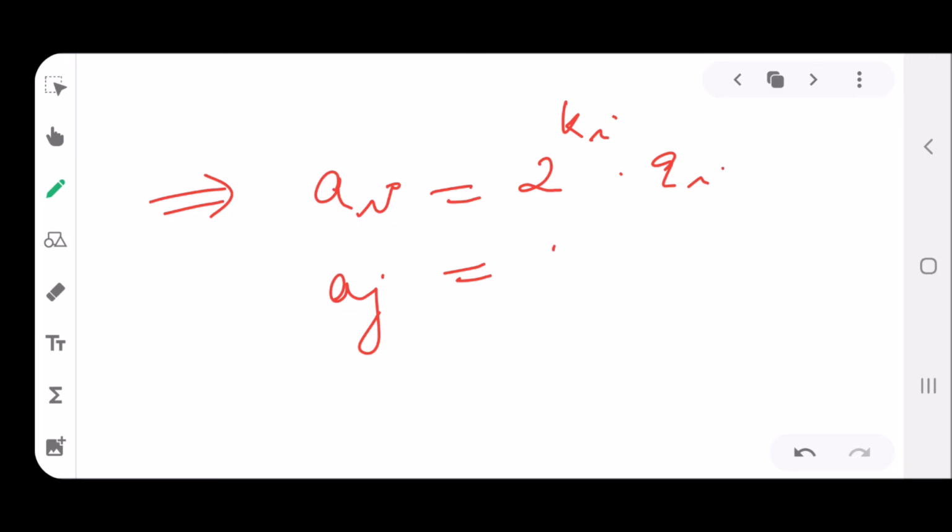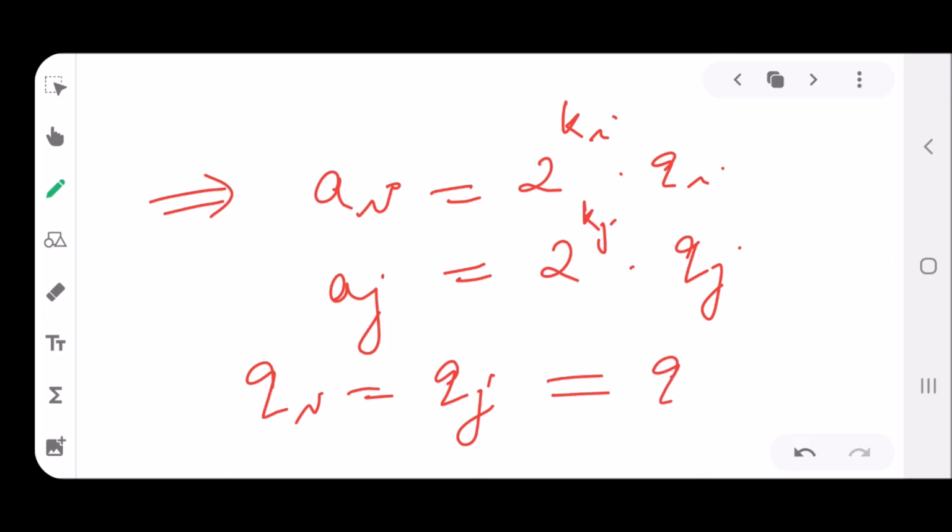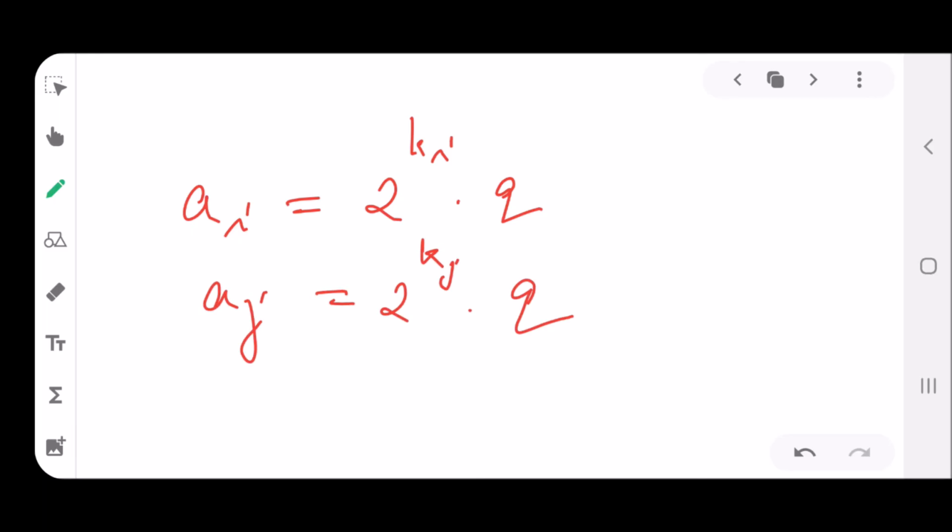there exist at least two numbers, ai and aj, which have the same odd part. So ai is 2 raised to ki into qi, and aj is 2 raised to kj into qj. Because of the pigeonhole principle, qi is equal to qj, and let's say that is the same as q. So ai is 2 raised to ki into q, and aj is 2 raised to kj into q.